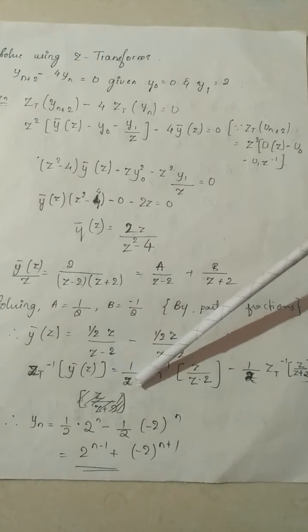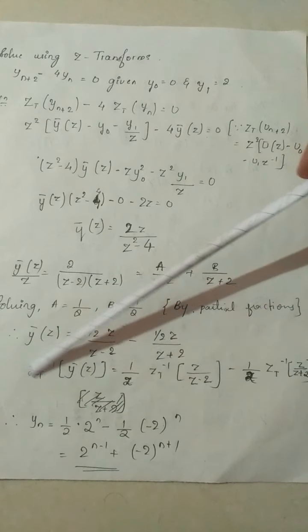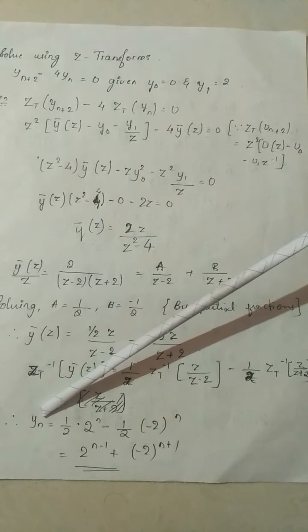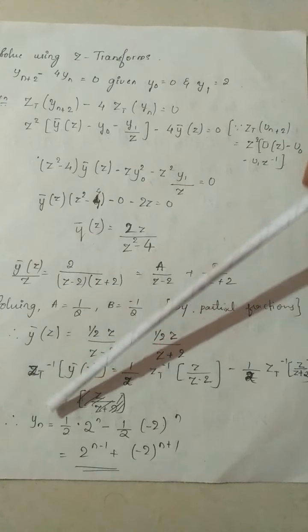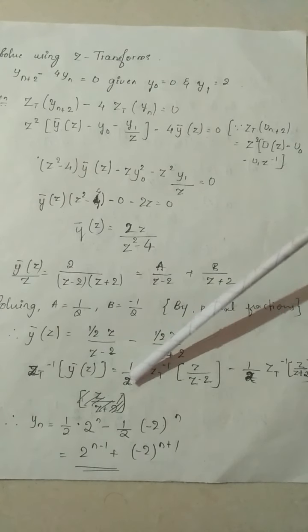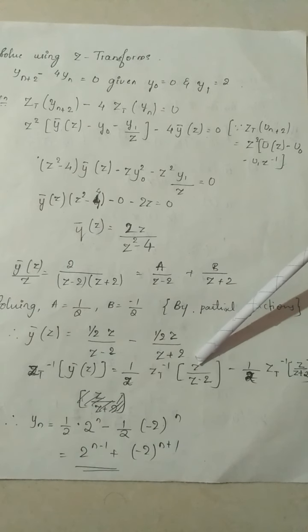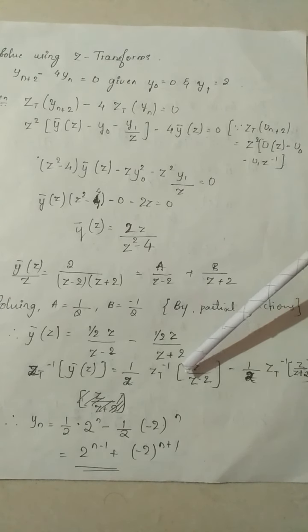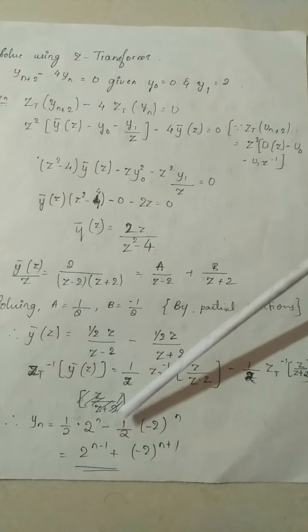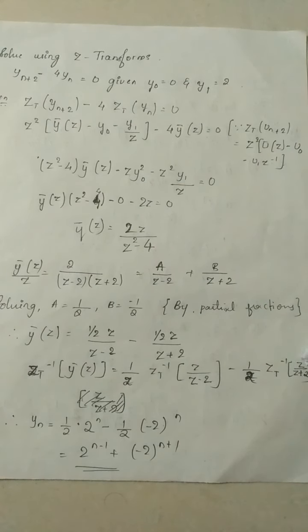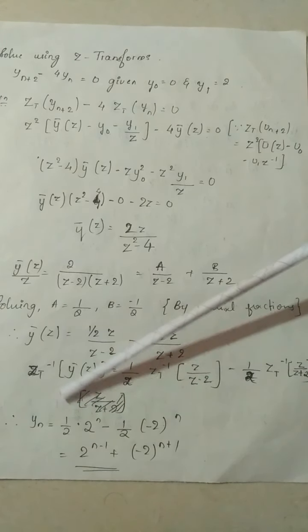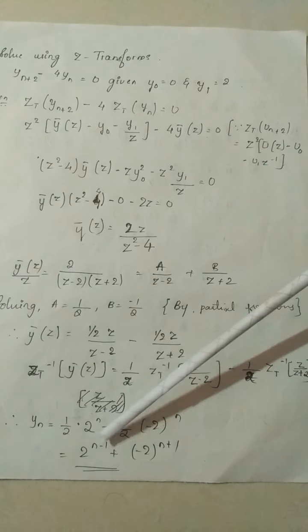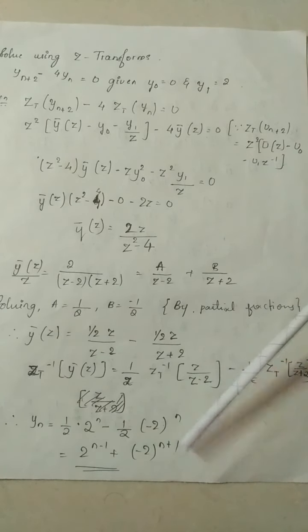So now here, the inverse transform of y bar z is nothing but yn. So 1 by 2 as it is you keep. Then z upon z minus 2 is of the form z upon z minus k. Inverse transform of z upon z minus k is k to the power n. Similarly, inverse transform of z upon z minus 2 is 2 to the power n. Minus 1 by 2 as it is. Inverse transform of z upon z plus 2 is minus 2 raised to n. So here take this 2 to the numerator, we get 2 raised to n minus 1 plus minus 2 raised to n plus 1.